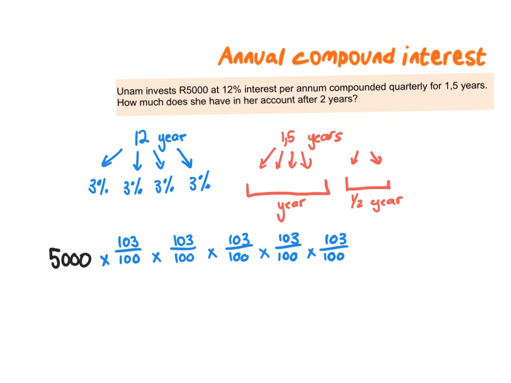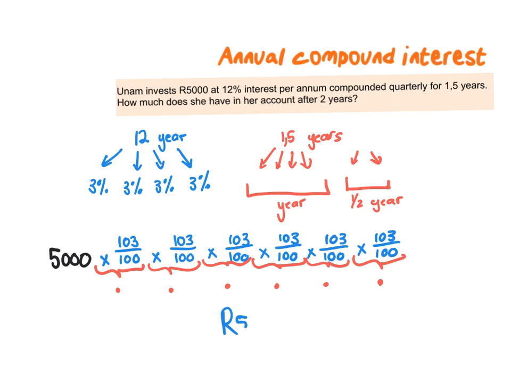We do this because every quarter, the 3% interest is on the previous quarter's investment period. So this is your first quarter, second quarter, third quarter, fourth quarter, fifth quarter, and sixth quarter. The answer to this will be 5,970 Rand, and remember to round your money to 2 decimal places, so that will be 26 cents.